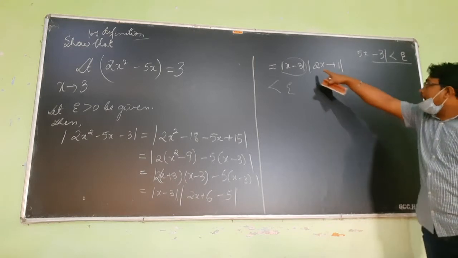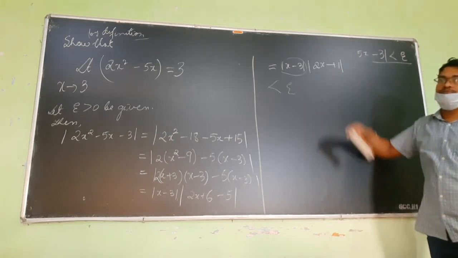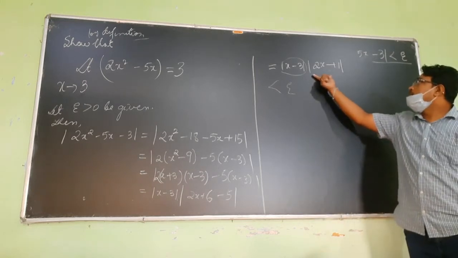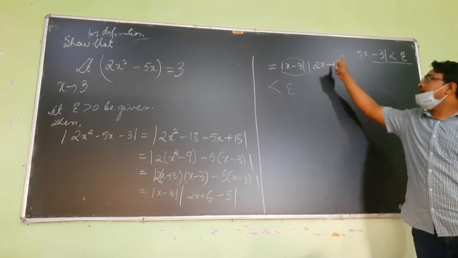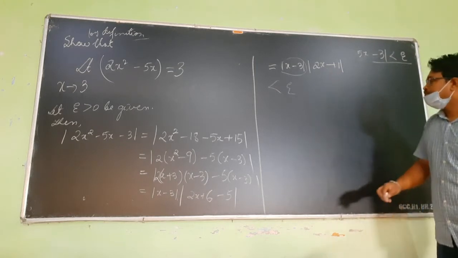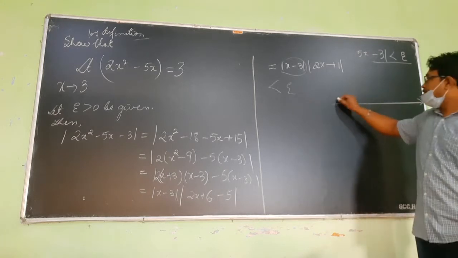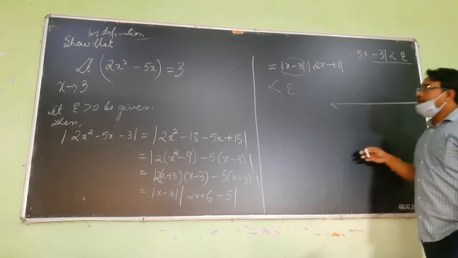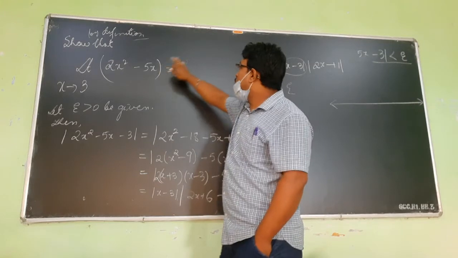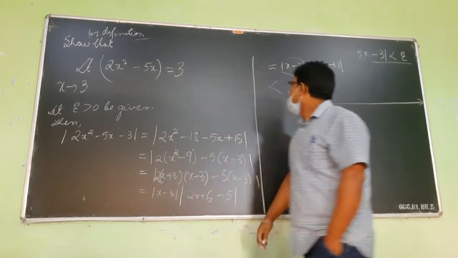But here I don't have a constant. This is not a constant term. So I have to find a bound for this, like an upper bound. We have to find an upper bound of this. So what is our function? Function is this. And there is nothing mentioned about the domain here, so we will assume the domain is R.